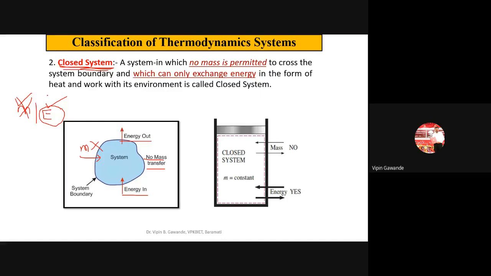So see the difference. We have mass and energy. If there is exchange of both mass and energy, it is an open system. If we have only exchange of energy and not the mass, then it is called a closed system. Here it is only exchange of energy. Now let us see the examples.